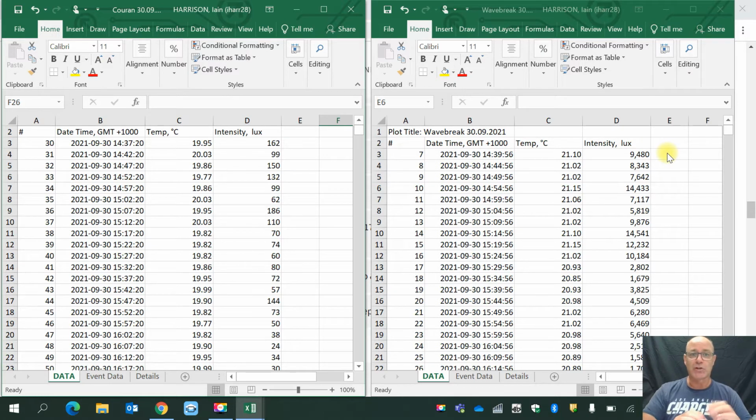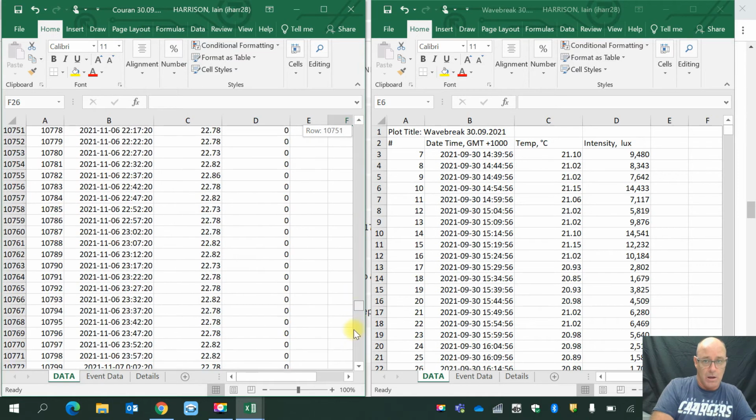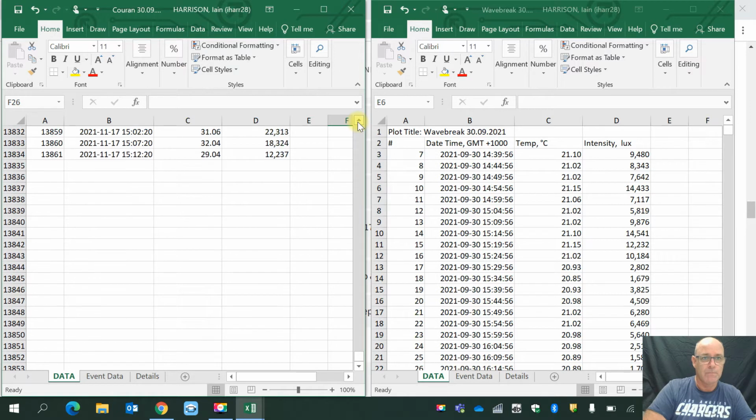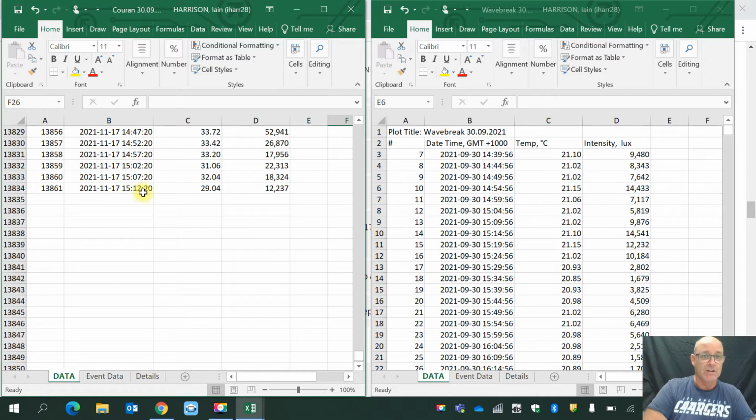Okay, so we've topped our data. Now what we need to do is go to the bottom of our data and see what sort of time frames are shown there. So if we have a look here on our Kerrang Cove data, our last recording is on the 17th of the 11th at 12:20. So let's have a look now.